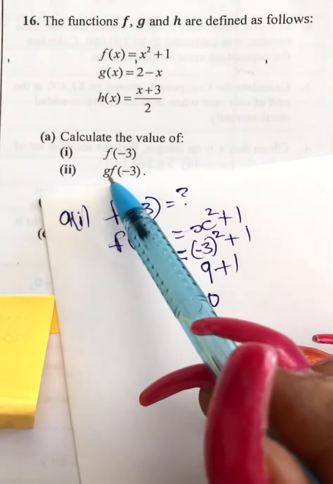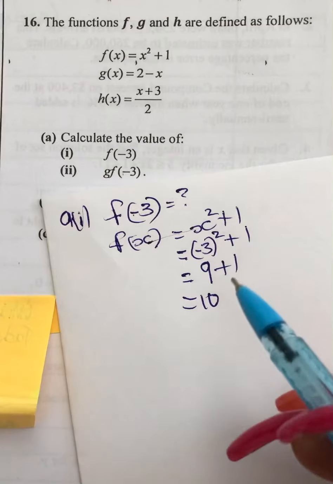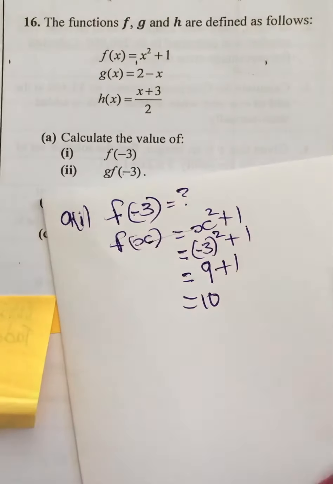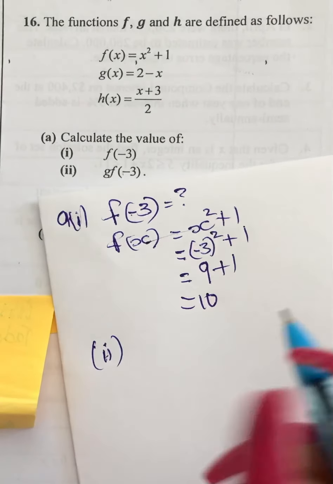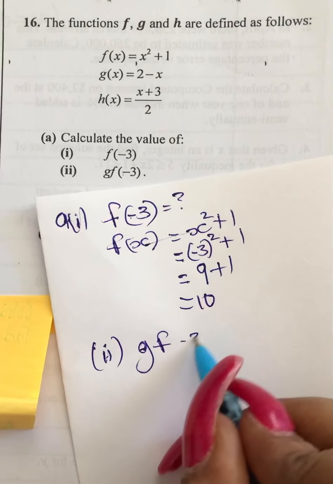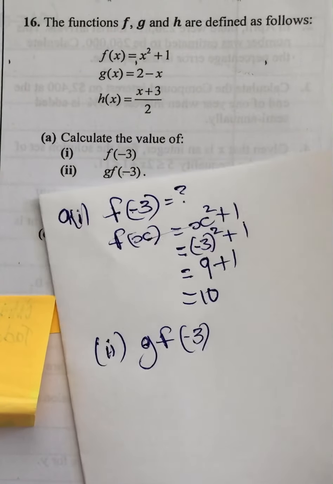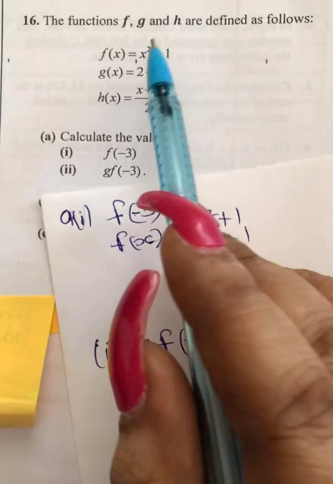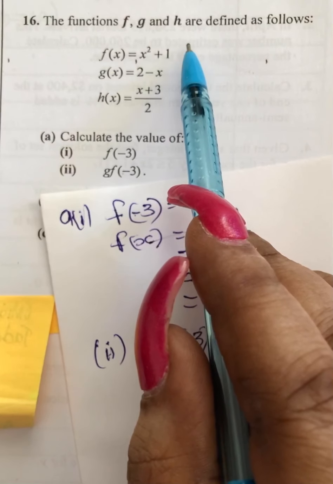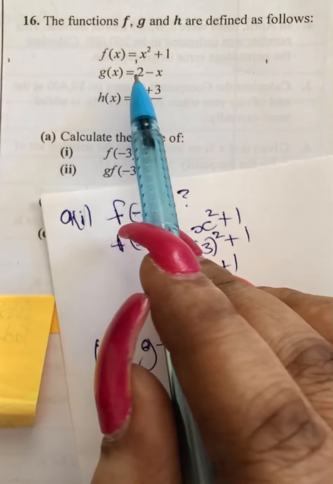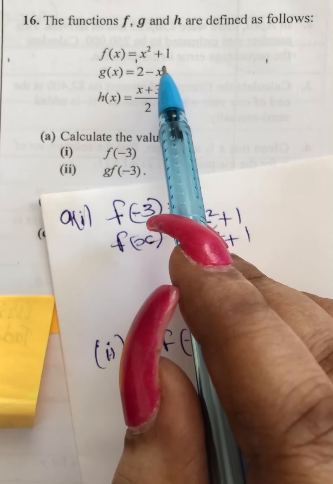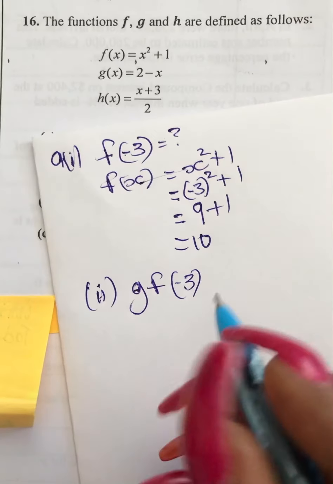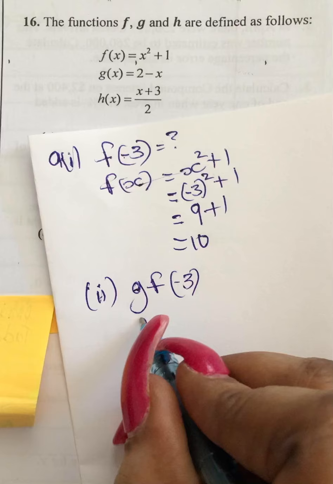Now, we need gf of -3. So, f is going into g. So my part 2, let's say gf of -3. So function f goes into function g. f says x squared plus 1. Our g is 2 minus x. So we are going to place f into g, where we see x.